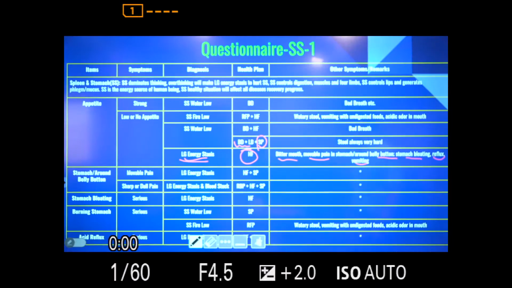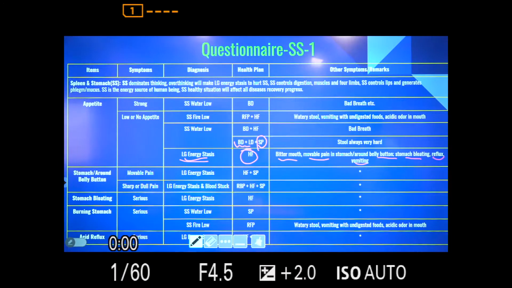Okay. I would like people to see the whole page. Okay.